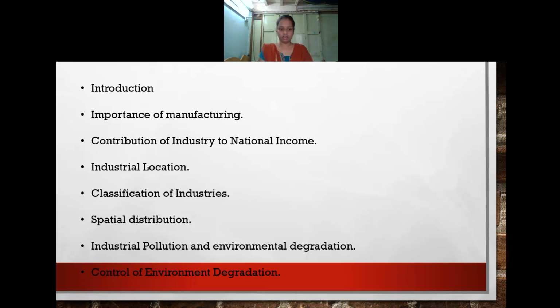The spatial distribution: how the industries are distributed in your locality. And one general topic: even though industries play a very important role in the GDP as well as the national income, they also cause environmental degradation and environmental pollution. So what are the causes behind industrial pollution, and how to control environmental degradation in our country as well as in the world? These are the main points you are going to understand, and after that you will learn in detail about the industries.